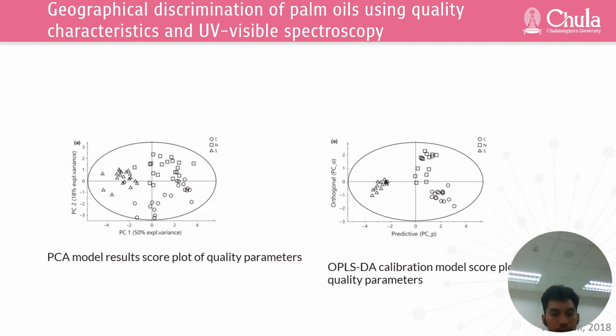Now, for the first method, for the quality parameters, the PCA model on these quality parameters, the K extinction values, the color density, and chlorophyll content shows good promise. So they continued to the OPLS-DA, the orthogonal partial least squares discriminant analysis calibration model, and the score is quite good. As we can see here, they found the clusters very well for every region.